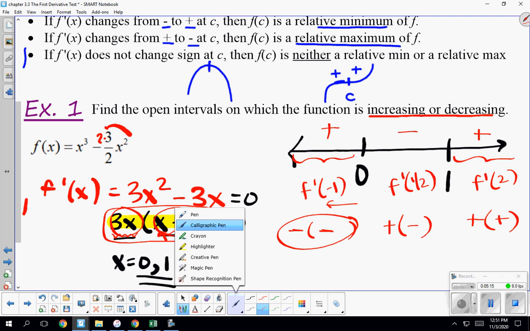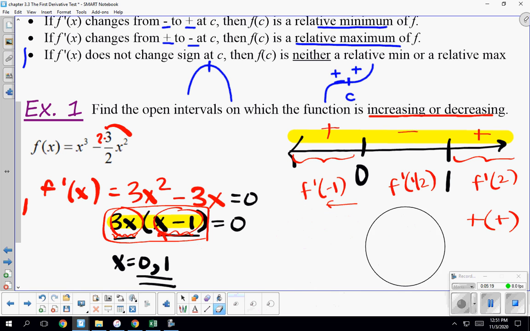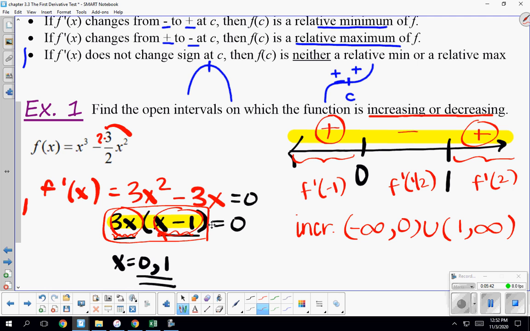So now I can use this sign pattern test to answer the question about my intervals. So it wanted to know intervals of increasing, decreasing. Anywhere my derivative is positive, it's increasing. So my function is going to be increasing from negative infinity to 0. And it's also going to be increasing from 1 to infinity, because that's where I have positive slopes.